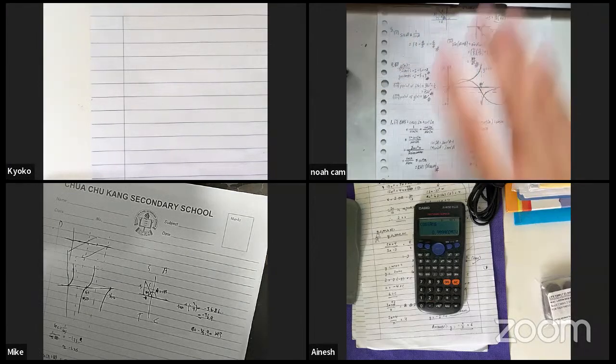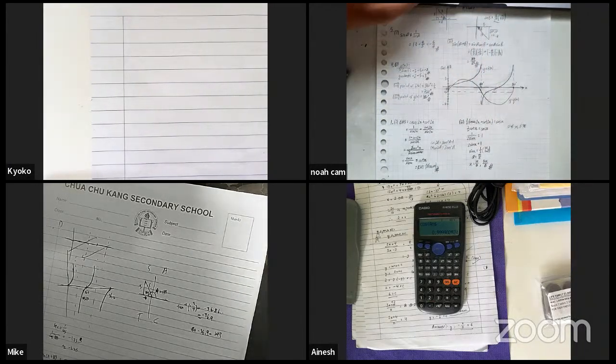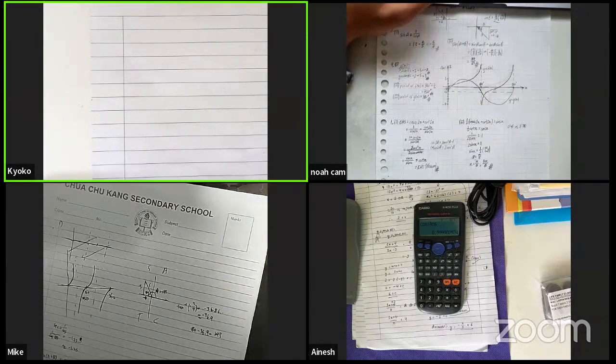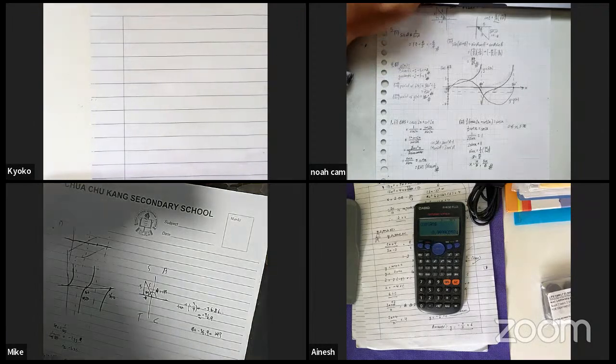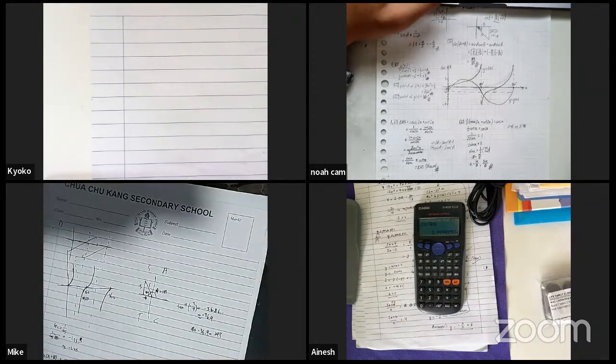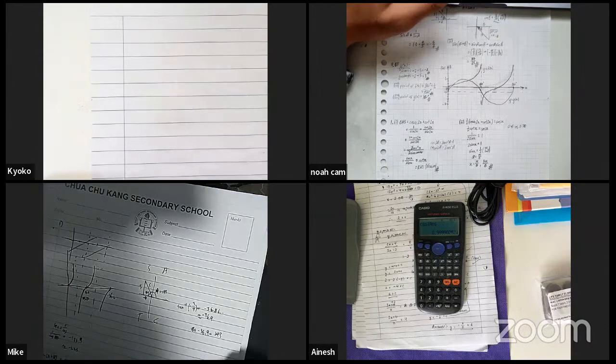Now, do we have sine A? Oh, sorry, sine B. This is supposed to be sine B. I'm so sorry. Do we have sine B? We don't have. So we're supposed to find sine A and sine B, and then 2 marks is ours. I think sine A is easier. Could you please kindly find sine A first, Ainesh and Kyoko, and tell me what's the result?